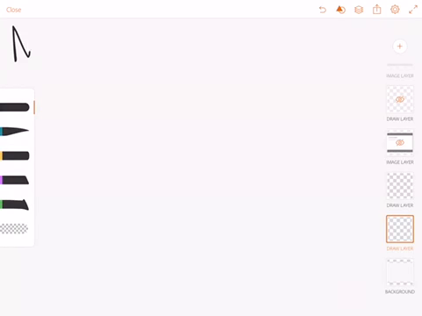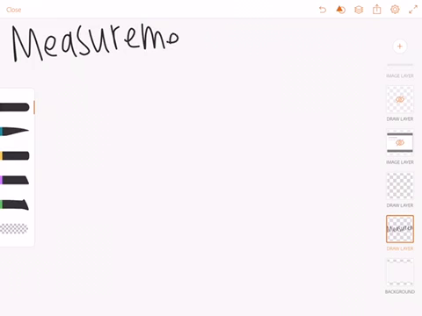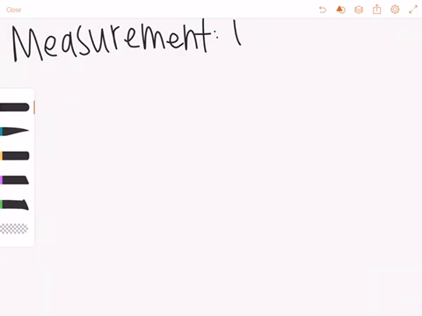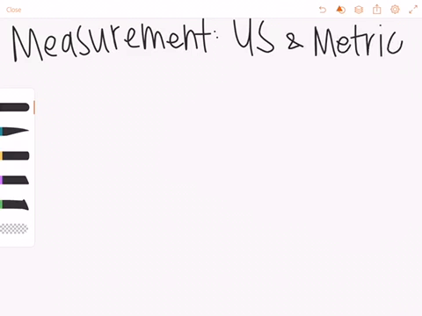Today we are talking measurement. We have two systems that we use to measure things: the U.S. customary system and the metric system. Obviously, we don't use the metric system in the U.S. very often, but everyone else uses it, so it's important to know. So today we're going to start talking about the metric system.